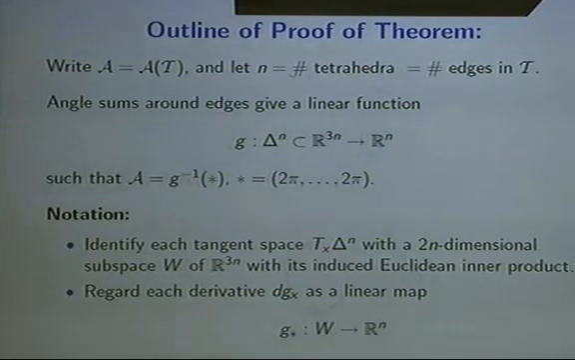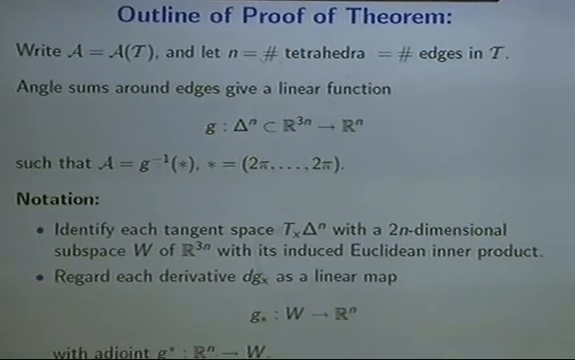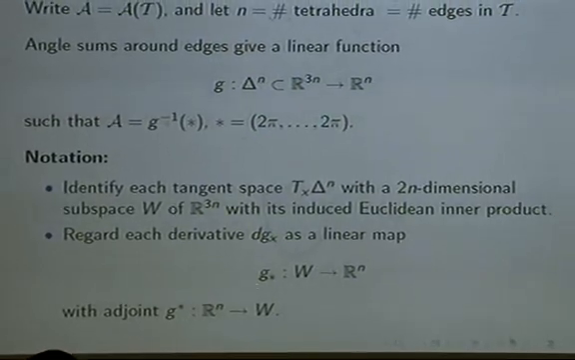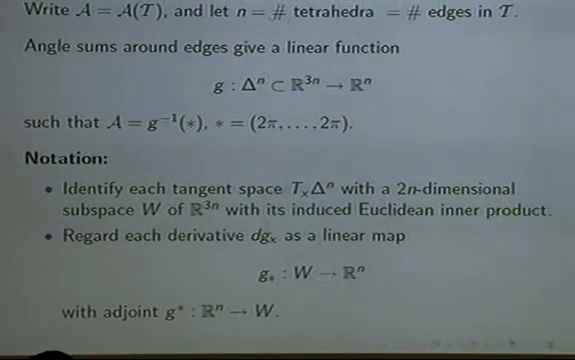Okay. Now, if we take the derivative of this function, it's a function from the tangent space of delta to the n to the tangent space of R^n at each point. But here it's just a linear map, because g was actually linear, so its derivative is equal to g. And so you can think of it as just a linear function, g lower star, going from this vector space W to the vector space R^n.